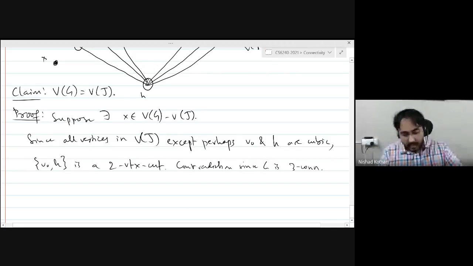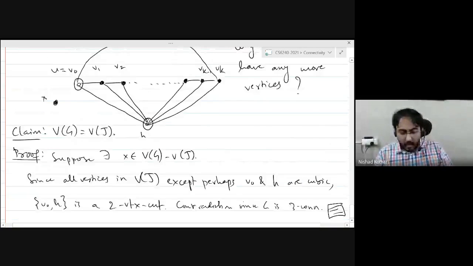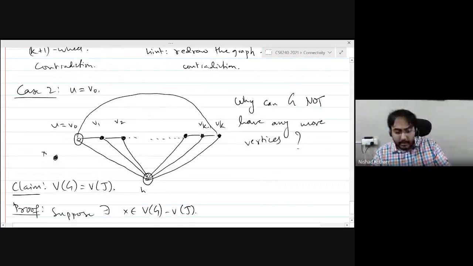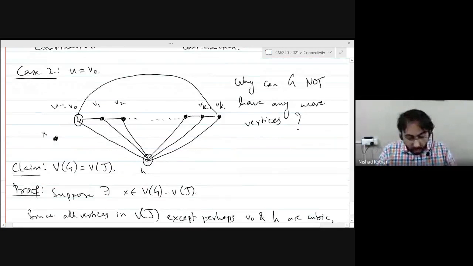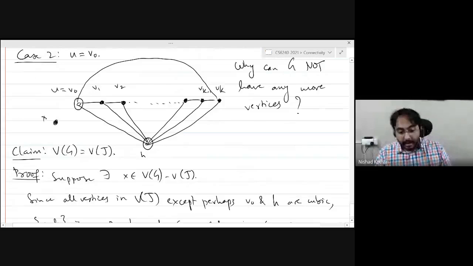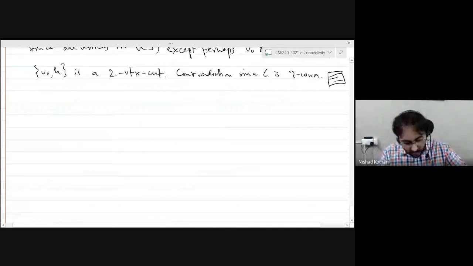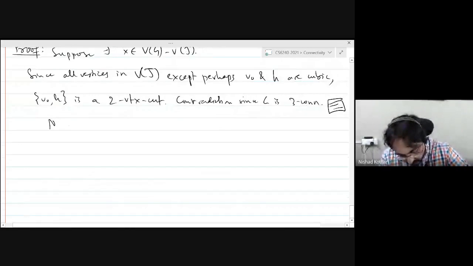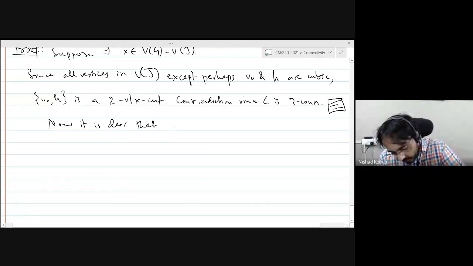Right? So that means that we have proved this claim that these are all the vertices in the graph. And now because all the vertices are cubic, you also cannot have any more edges. Right? So all of the edges that are in the drawing are all of the edges you see. And now it is clear that G is indeed a wheel.